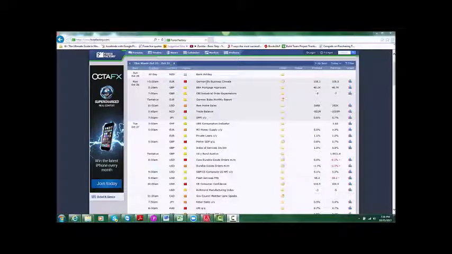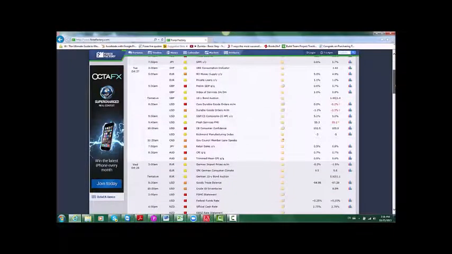So starting the week off, we have the German IFO business climate number coming out at 5 a.m. Eastern on Monday, and then it's a fairly quiet Monday the rest of the day. We have new home sales out of the US at 10 a.m. Eastern, and going into the Asian session, we have trade balance for the New Zealand dollar at 5:45 p.m.